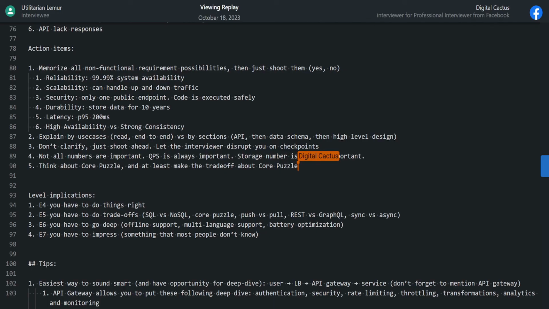Okay, I think that's all my feedback, and we are a little bit over time. Any questions for me? Oh, nothing much. The only thing was, what does core puzzle mean? Oh, the one that I just mentioned to you.